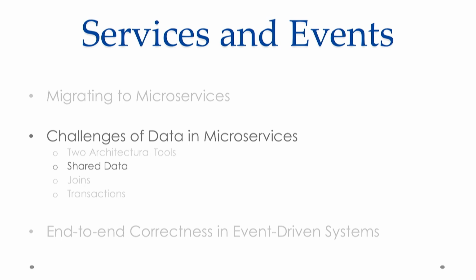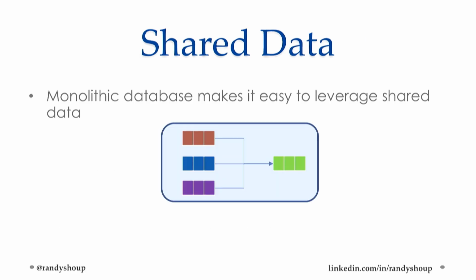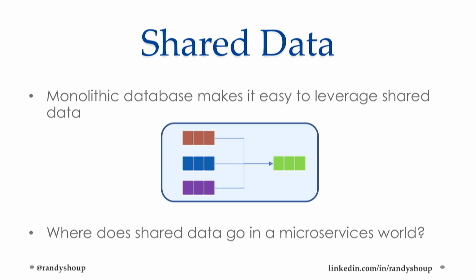Okay. So now that we have those two architectural building blocks, let's solve some of the problems that we just introduced with services. So the first problem we want to solve is shared data. Let's motivate the problem. So with a monolithic database, it's really easy to leverage shared metadata. I simply point at some shared metadata table, and then I'm ready to go, and I just join with it and it's fine. But where does that shared data go when I've broken this monolithic data up into individual microservices? Good question, I'm glad you asked.